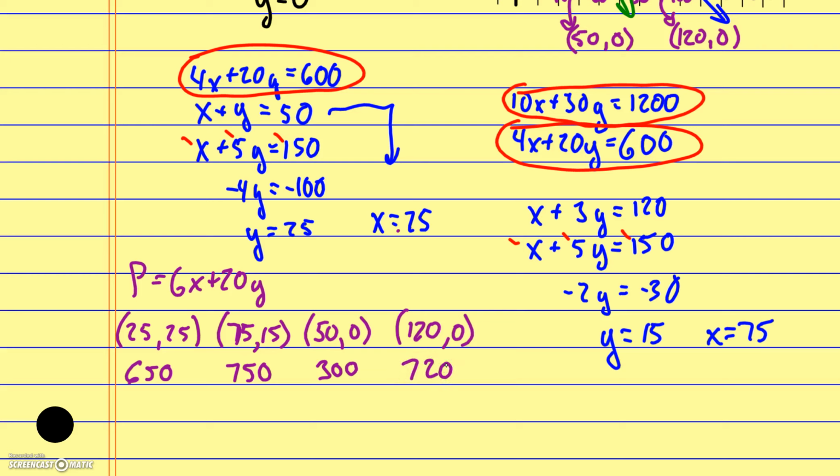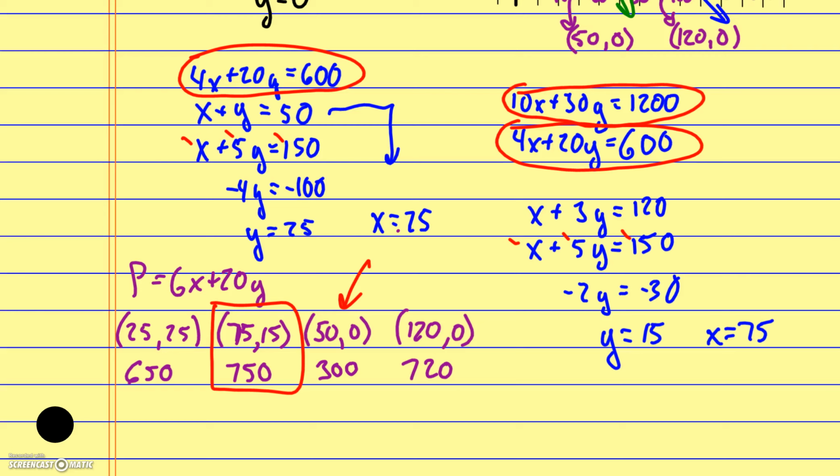As I look down through here, I can see my maximum value. My maximum is right here: 750. I can see my minimum, too. I wouldn't want to just make all t-shirts. So the maximum profit I can make with these constraints is $750. This is telling me the number of t-shirts and the number of sweatshirts. If I want to maximize my profits, I have to make 75 t-shirts and 15 sweatshirts, and that'll give me $750.